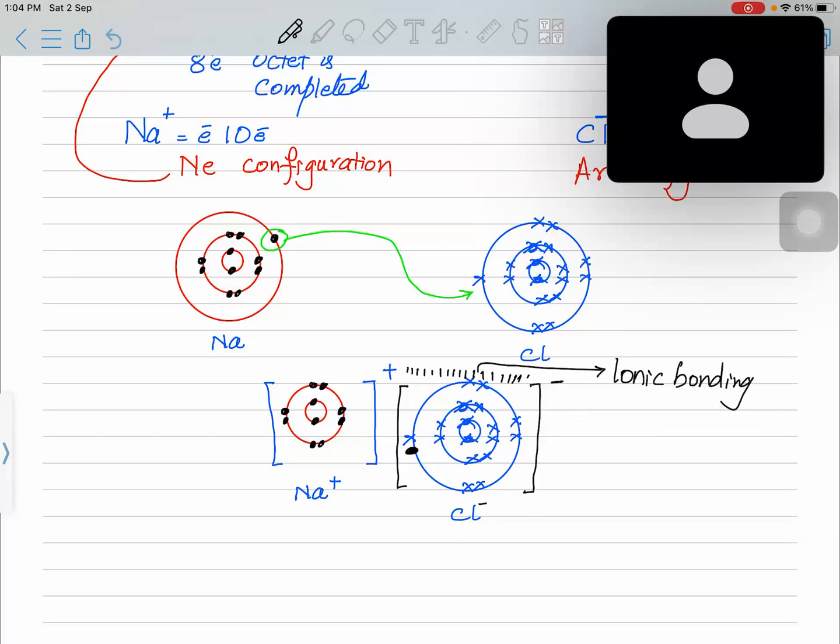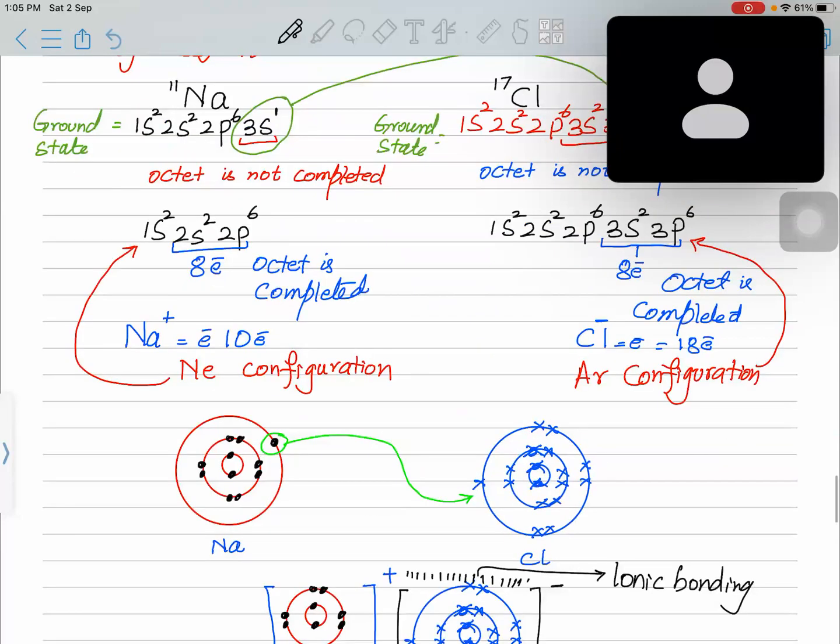Now, can anyone explain how to form an ionic bond? What is the procedure of formation of ionic bonding? How are ions formed, by losing electrons or gaining electrons? Give the example of sodium chloride and repeat the whole procedure.